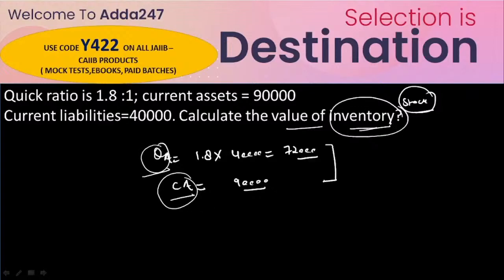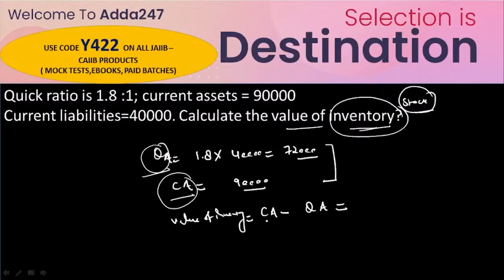So if we have to just calculate the value of the inventory, that means if we just subtract quick asset from the current asset, we can just determine the value of the inventory. Okay, so this is how we can solve these kind of questions in the exam. Look, these kind of questions are very conceptual.